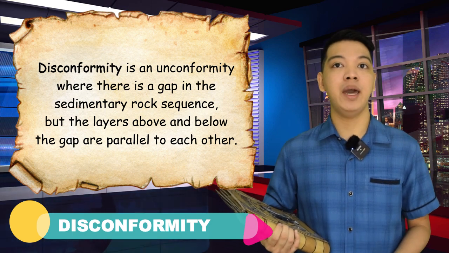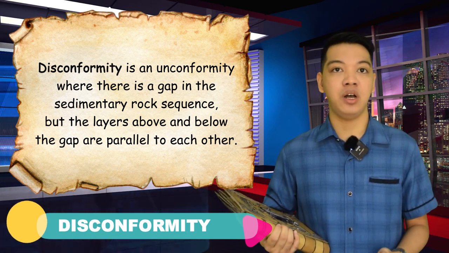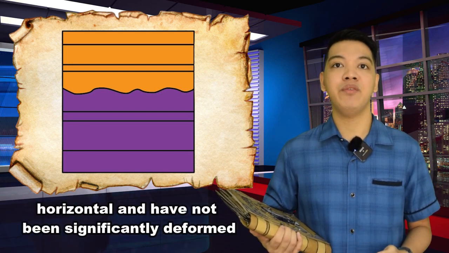A disconformity is an unconformity where there is a gap in the sedimentary rock layers or sequence, but the layers above and below the gap are parallel to each other. In other words, the sedimentary rocks on either side of the disconformity are horizontal and have not been significantly deformed.